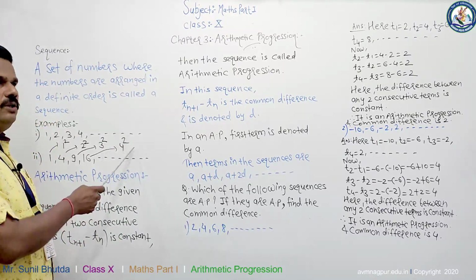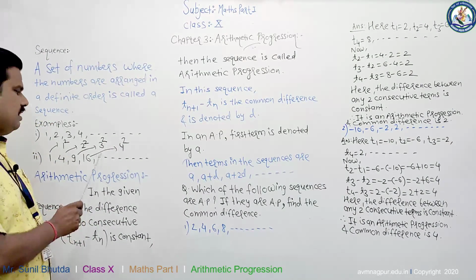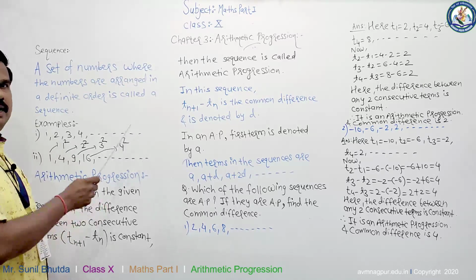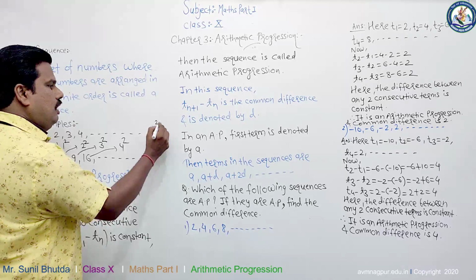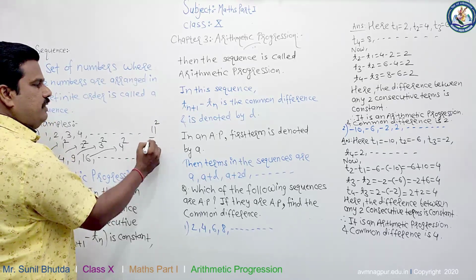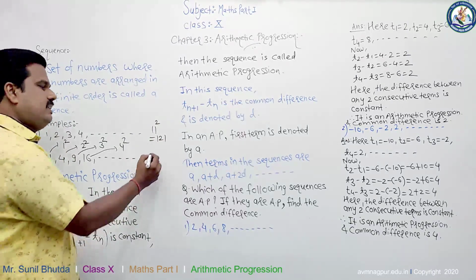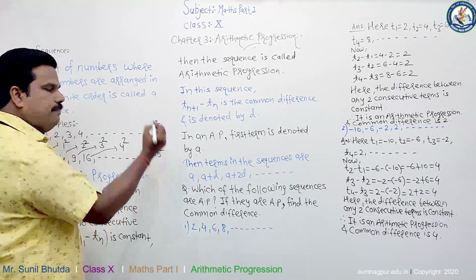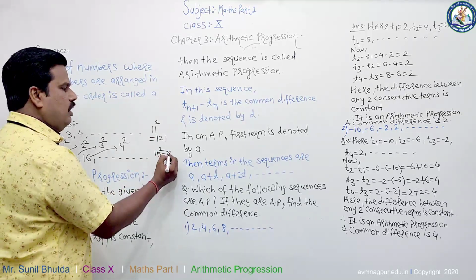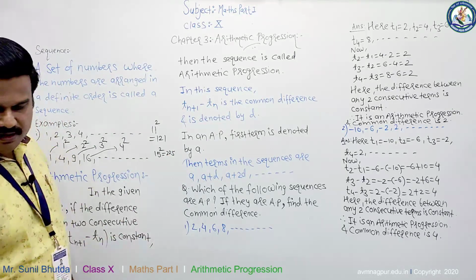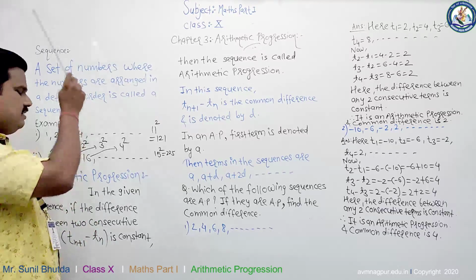If I ask you to find out the 11th term of this sequence, what is our answer? The 11th term will be 11 square, that is 121. And what is the 15th term of this sequence? The 15th term of this sequence is 15 square, that is 225. In this way, these are examples of a sequence.